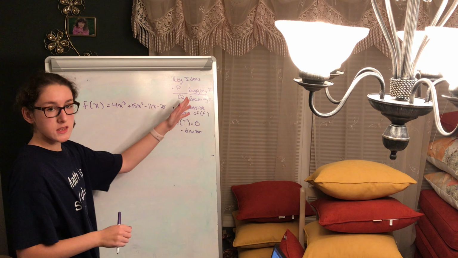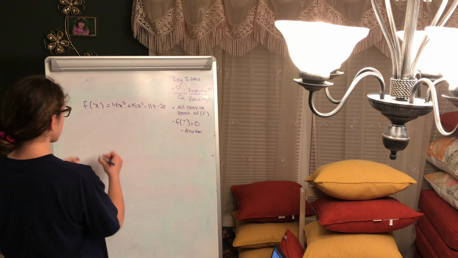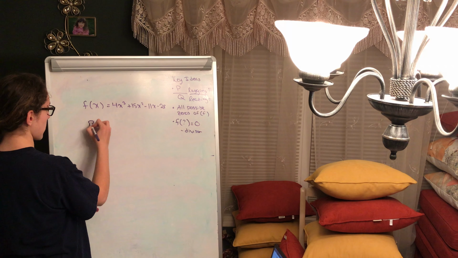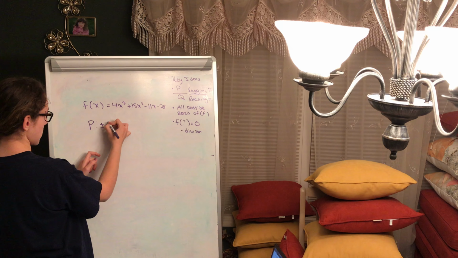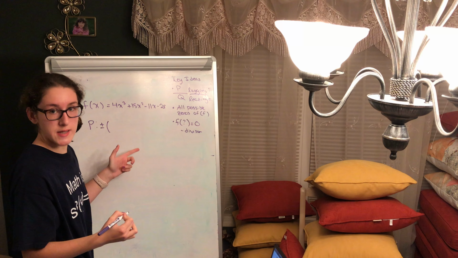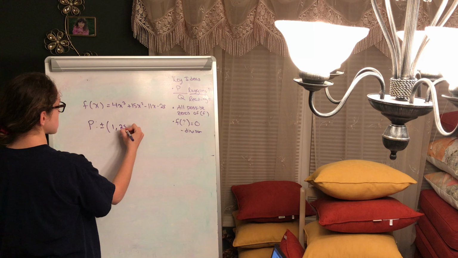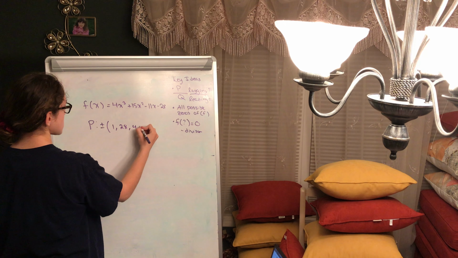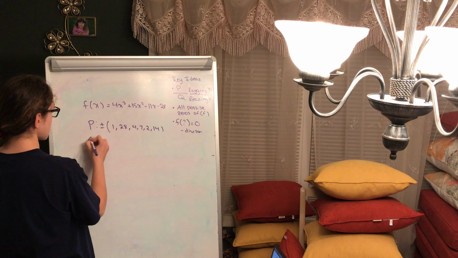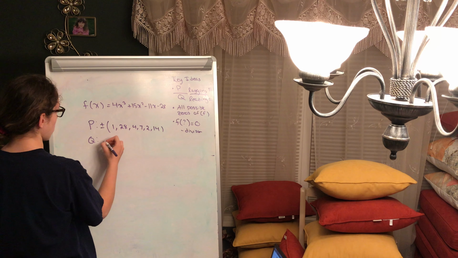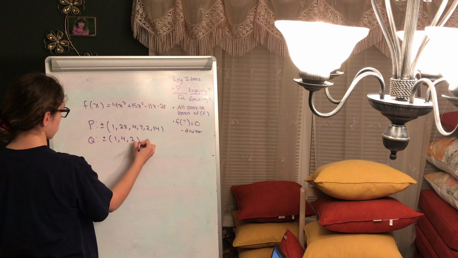So if we do p over q, we're going to take the factors of p and divide them by the factors of q. So right over here, I'm going to take the factors of p, which is 28. I'm going to do plus or minus, in parentheses, because we are also including negatives in here. So the factors of 28: 1, 28, 4, 7, 2, 14. And the factors of our leading coefficient 4, plus or minus: 1, 4, and 2.